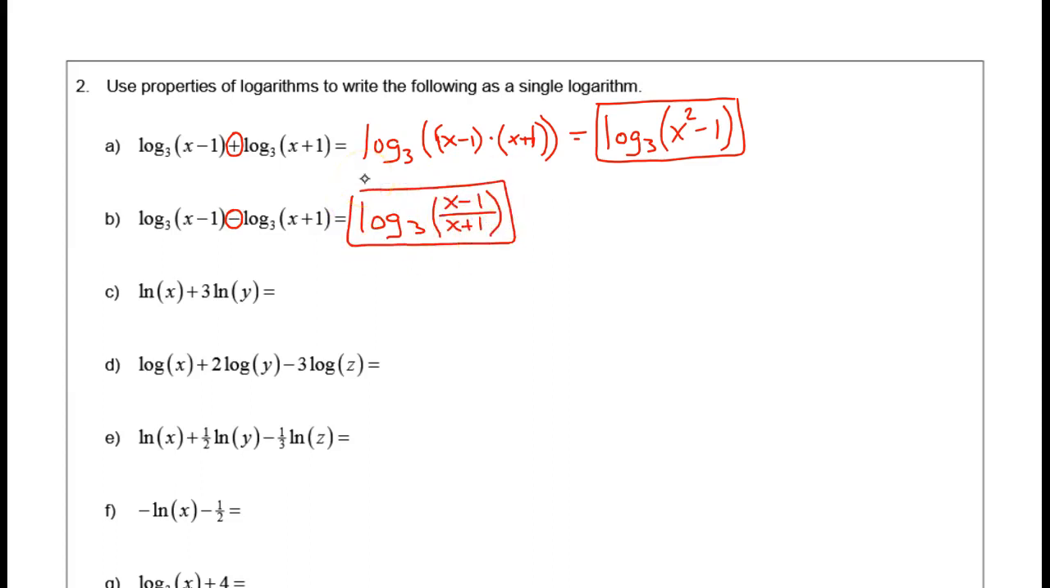All right, folks, there you go. That one's all done. And notice that this is the difference of two logarithms that have the same base, so I can write it as a quotient. And x minus 1 over x plus 1, there's nothing I can simplify there.